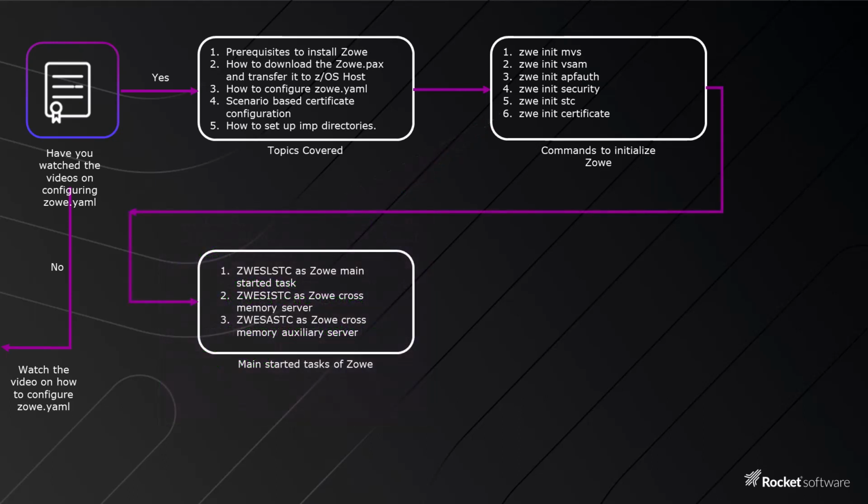Now let us see how to verify the Zowe installation. Zowe consists of three main started tasks: ZWESLSTC as the Zowe main started task, ZWESISTC as the Zowe cross memory server, and ZWESASTC as the Zowe cross memory auxiliary server.